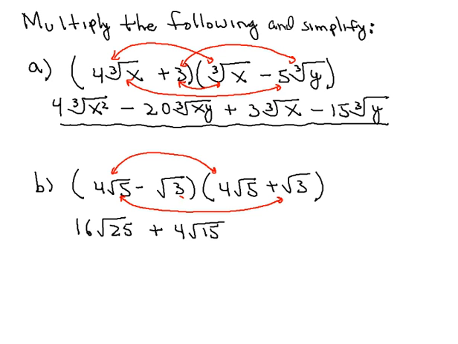And for the inner product, these terms multiply together will give us minus 4 times the square root of 15. And finally, multiplying the last terms together, this will give us minus the square root of 9.